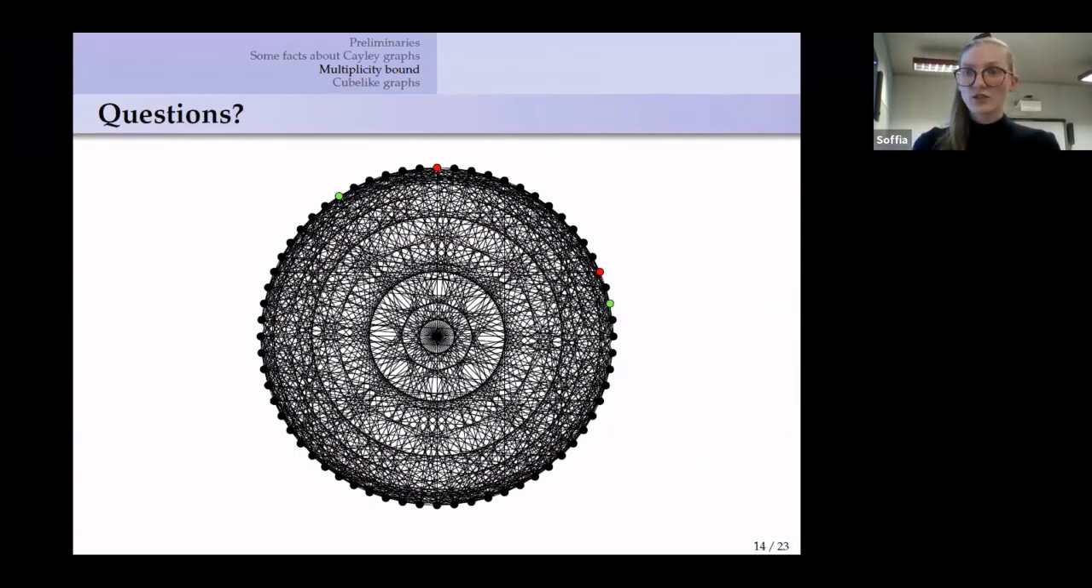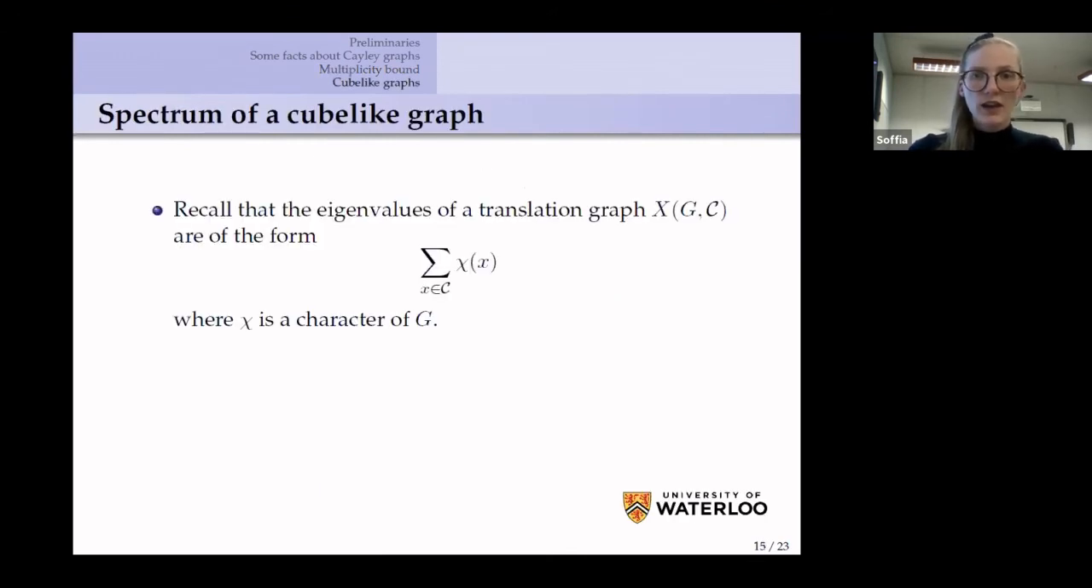So do we have any questions? Okay. So we have now bounded the index of this subgroup below by the multiplicities of our eigenvalues. And then what we want to do next is ask: what do we know about the multiplicities of these eigenvalues?